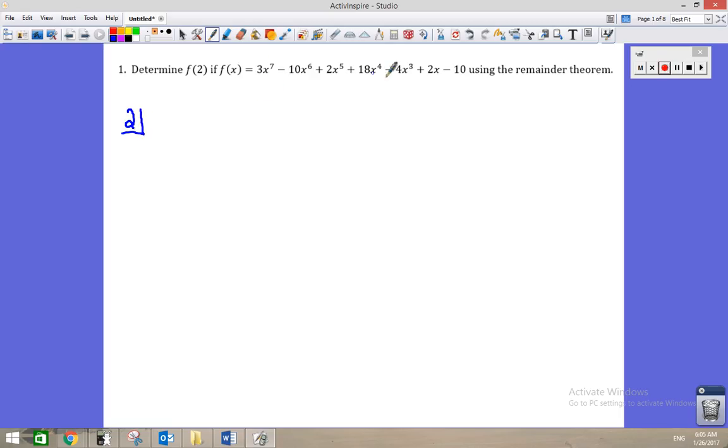Let's check and see if this is in standard form. 7, 6, 5, 4, 3. There is no 2 again, similar to the first problem on the last homework. So I'll need a 0x squared there. So I've got a 3, a negative 10, a 2, an 18, a negative 4. I have to put in a 0 as a placeholder, a 2, and a negative 10.